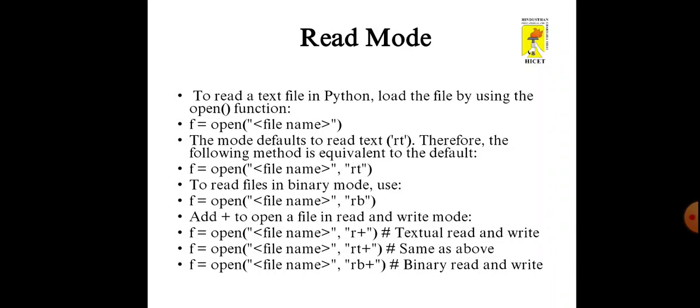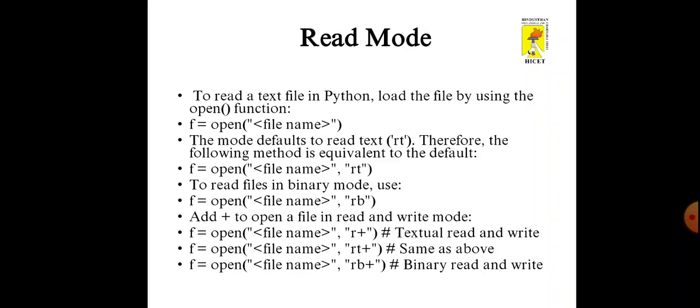Therefore, the following is equivalent to the default. f is equal to open, inside the parenthesis and quotation you mention the file name, comma, mode. To read the file in binary mode, you use rb. rt denotes reading the file in text mode, and rb denotes reading the file in binary mode. Add plus to open a file in read and write mode.